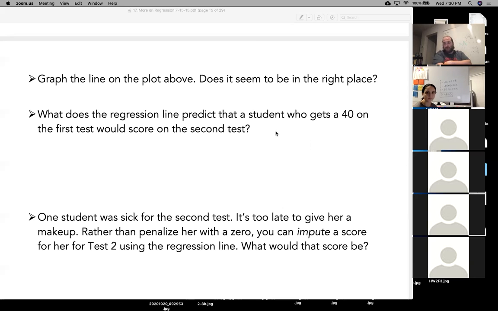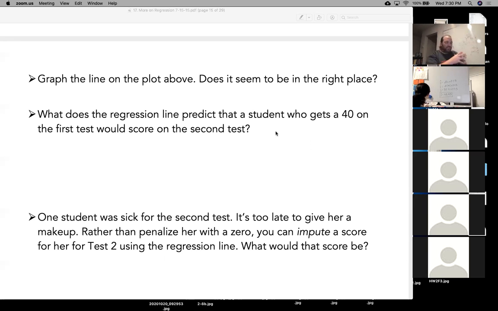I know teachers who actually do this, by the way. If you have a legitimate excuse for missing a test, they will give you what the class as a whole trends toward on the second test. What is that, like the class average? No, not the class average.